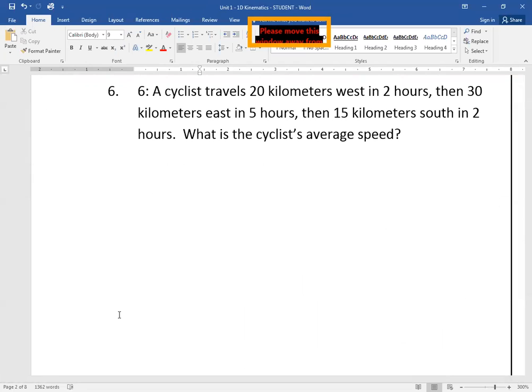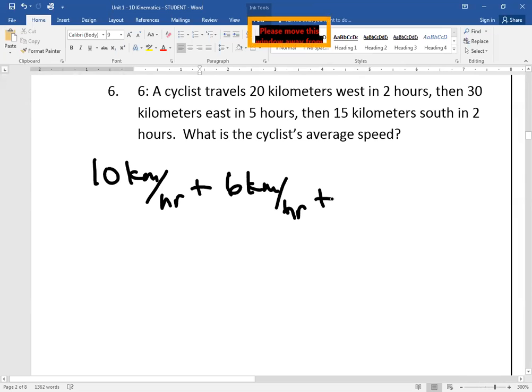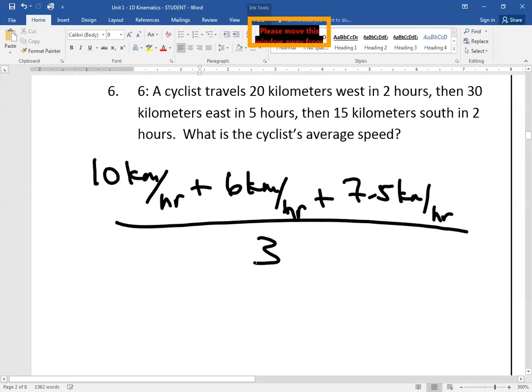I got this. I got it. Don't worry about a thing. I got it. It's all under control. 10 kilometers per hour plus 6 kilometers per hour plus 7.5 per hour over 3.